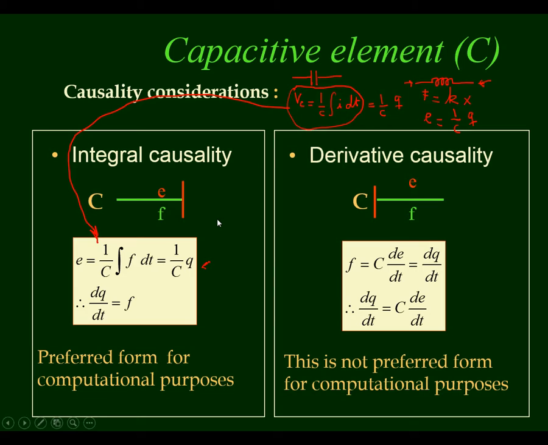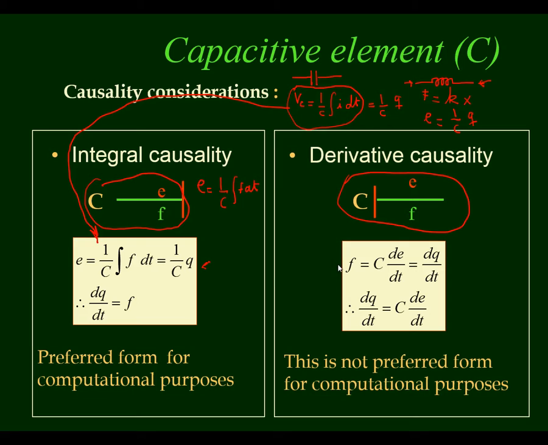The point is that depending on how the equation is written, either you're going to have this form or you will have this other form. In this case, if the flow is the input and the output is E, then it follows that the output is always 1 over C times the integral of f dt, see? And that would be this form, called the integral form.